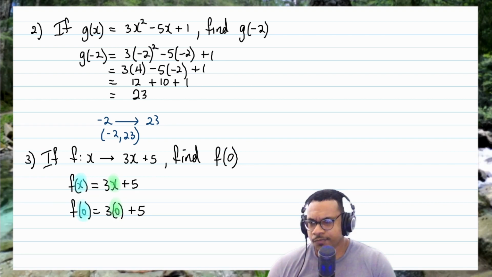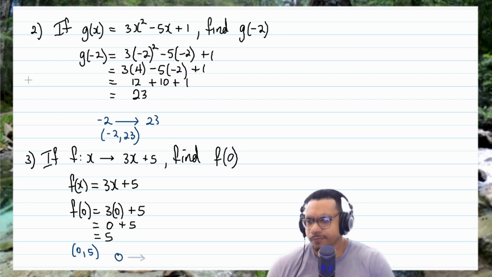3 by 0 is 0. So you'll have 0 plus 5, which is equal to 5. So your ordered pair would just be 0, 5. Or on a mapping diagram, you'll have 0 is mapped to 5.